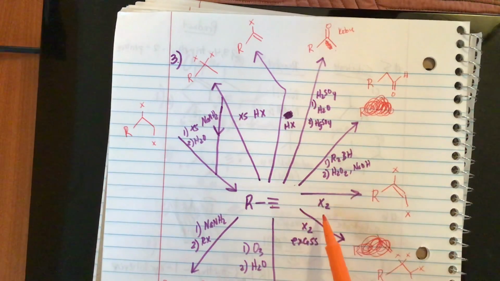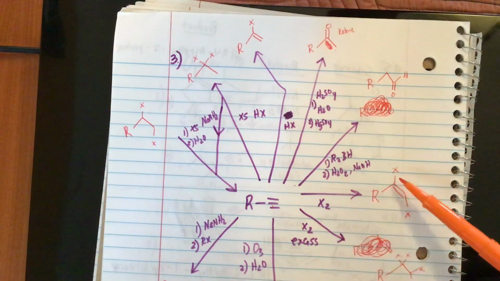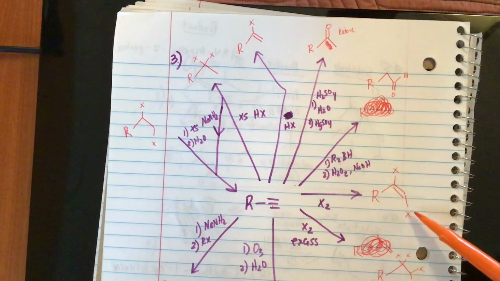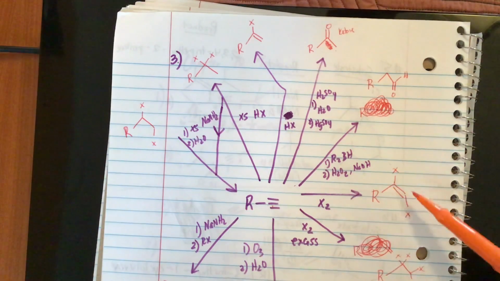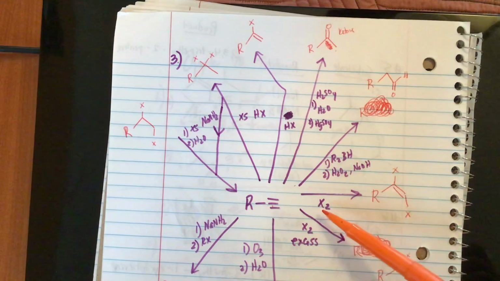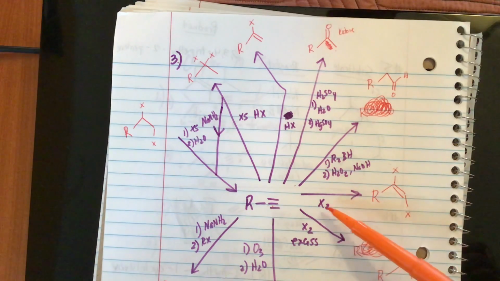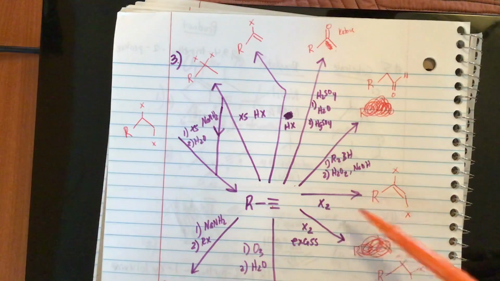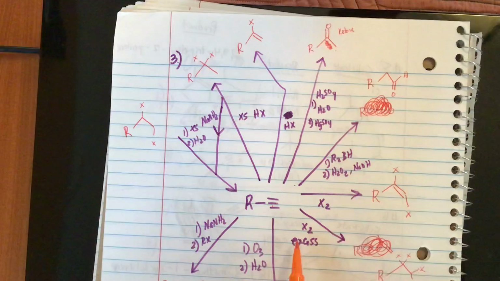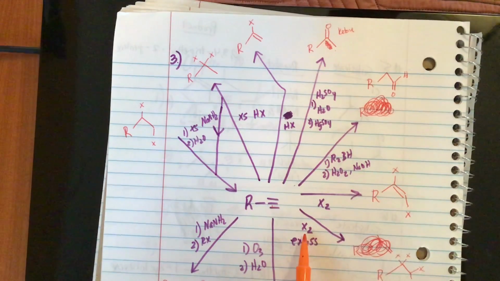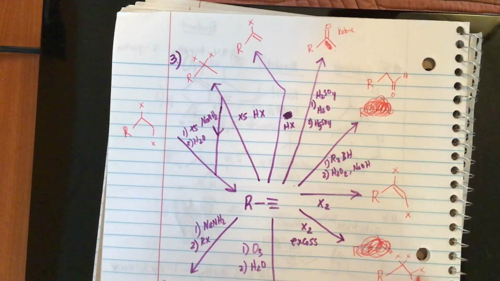Here we have just X2, so that's going to be cis addition. Or no, it's going to be anti-addition. So anti-addition of a halogen, where X could be chlorine or bromine. Excess X2 would give us this alkane with all of these substituents on both the carbons.